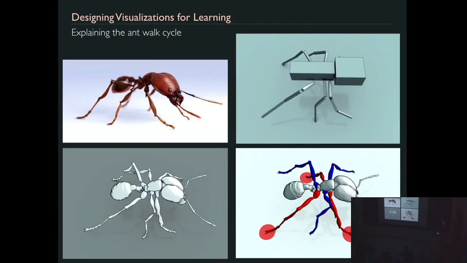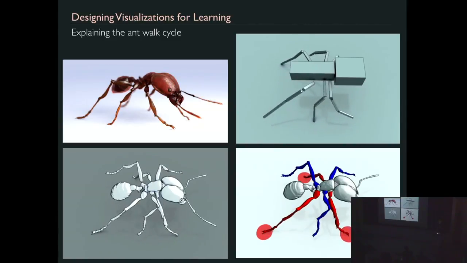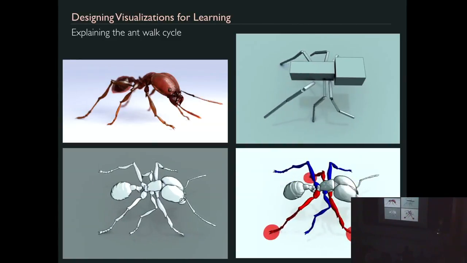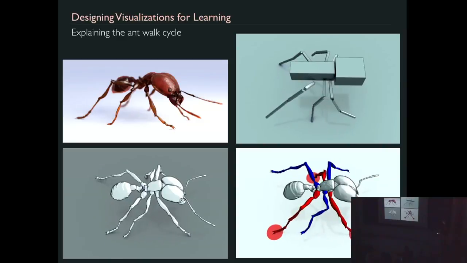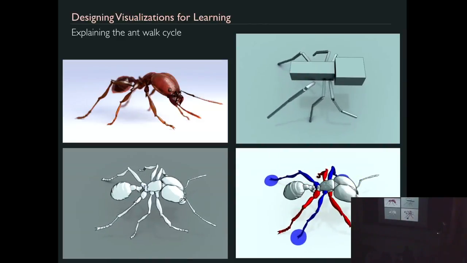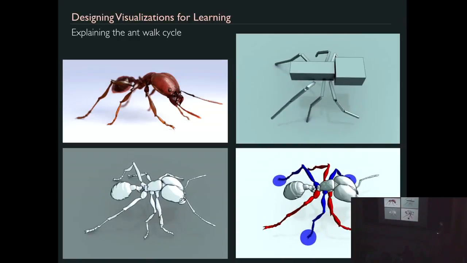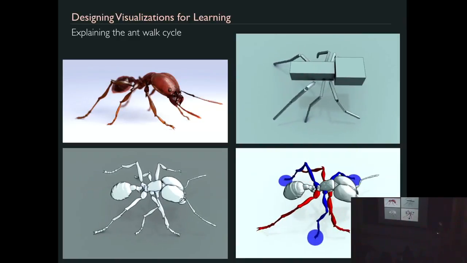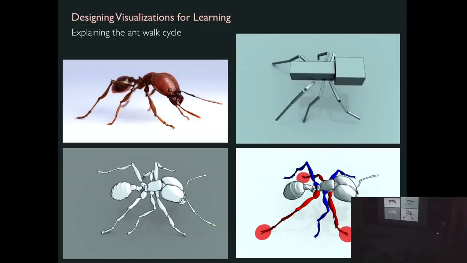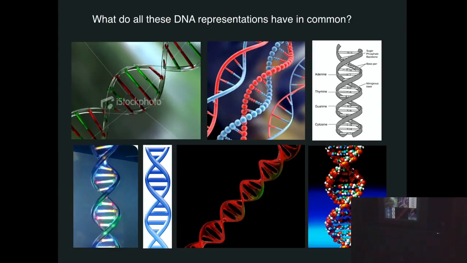We're also doing other processes, like how do you teach insect locomotion? What are the design parameters that help students understand that it's basically an alternating tripod mechanism? Do you want a photorealistic ant rendered in 3D, or do you want some of these simpler models? These are the types of questions that we study.